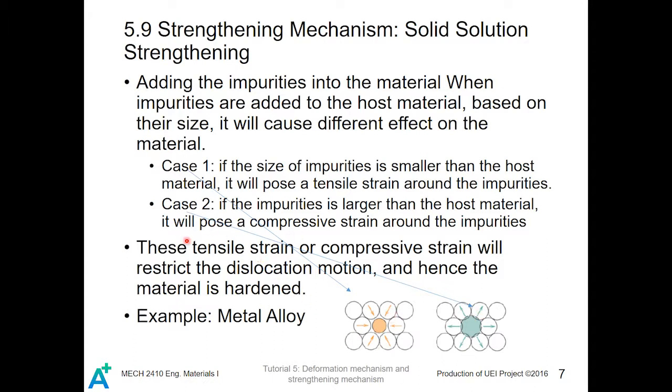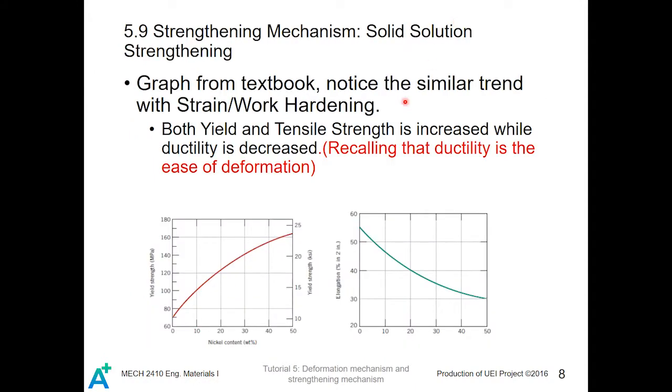And again, the applied tensile or compressive strain will restrict the dislocation motion, and hence the material itself will be hardened. Metal alloy is a quite straightforward and typical example. Again, there is some graph from the textbook. If we add more impurities, it will have a very similar trend to strain work hardening. Just like if you cold work more, if you add more impurities, the strength will increase more, but the ductility will be decreased more.